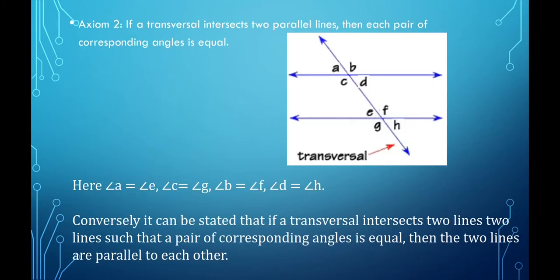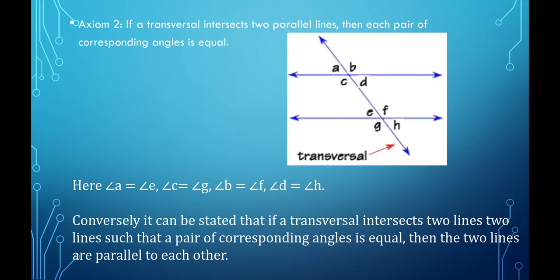Then comes your axiom 2. If a transversal intersects two parallel lines, then each pair of corresponding angles are equal. So this is an axiom also, as per the corresponding angle property. If the lines are parallel, then the transversal will make the corresponding angles, which are at the same relative position, which gives the equal measure of the angle formed.